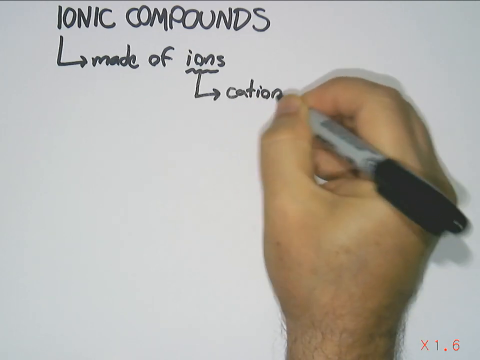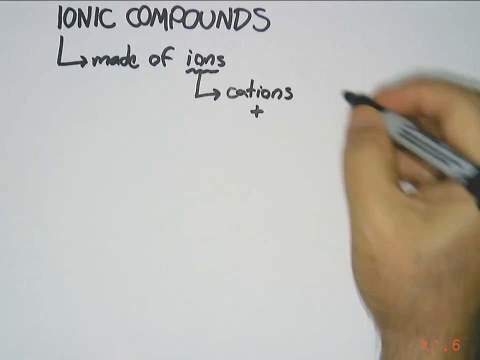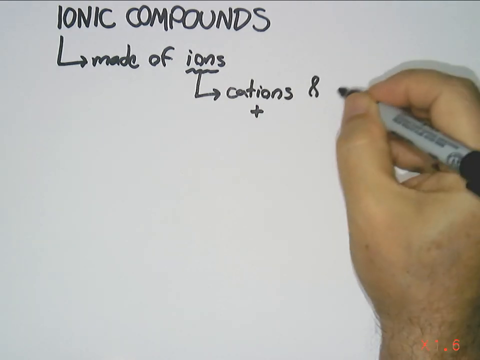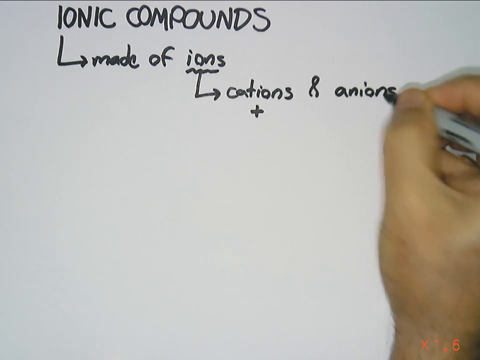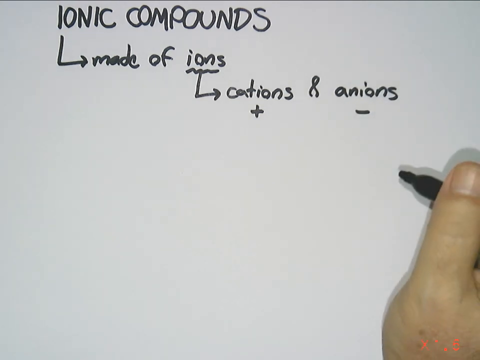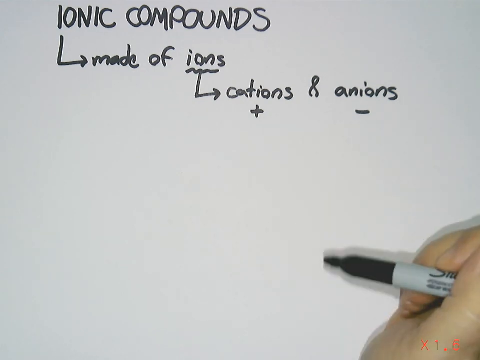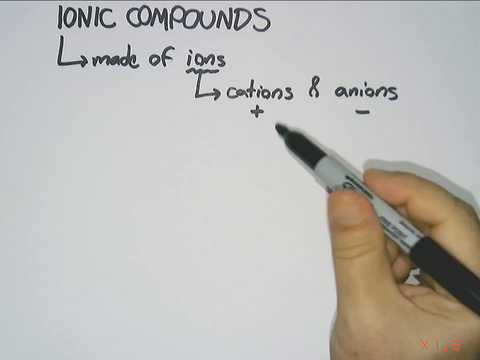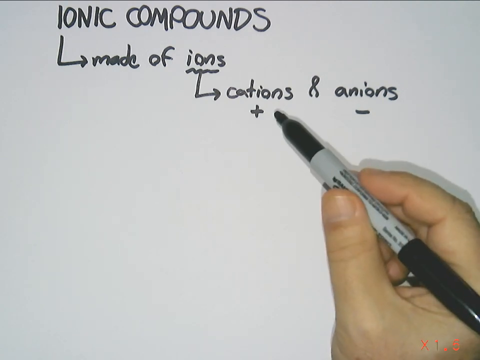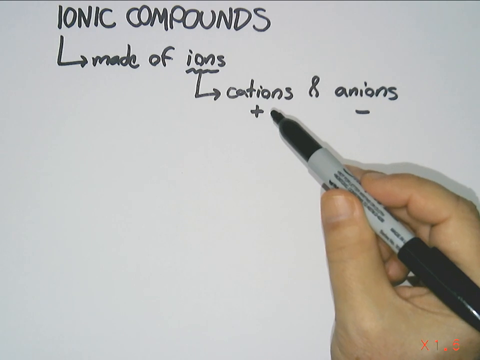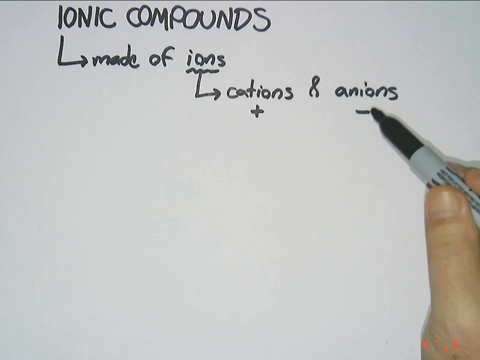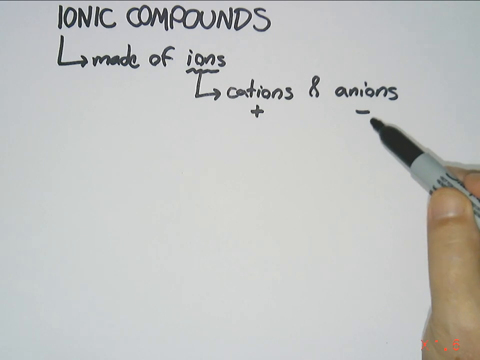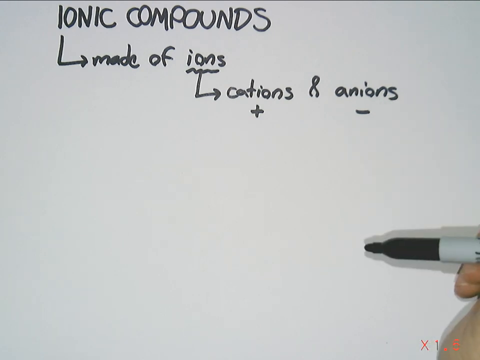Some vocabulary. Cations are positive ions. Anions are negative ions. And what sticks the compound together is the attraction between a positive charge and a negative charge. Now, you get some elements that have very low ionization energies, so they form cations very easily. And you get some other elements that have very high electron affinities, and they want to grab electrons from other things so that they form anions easily.